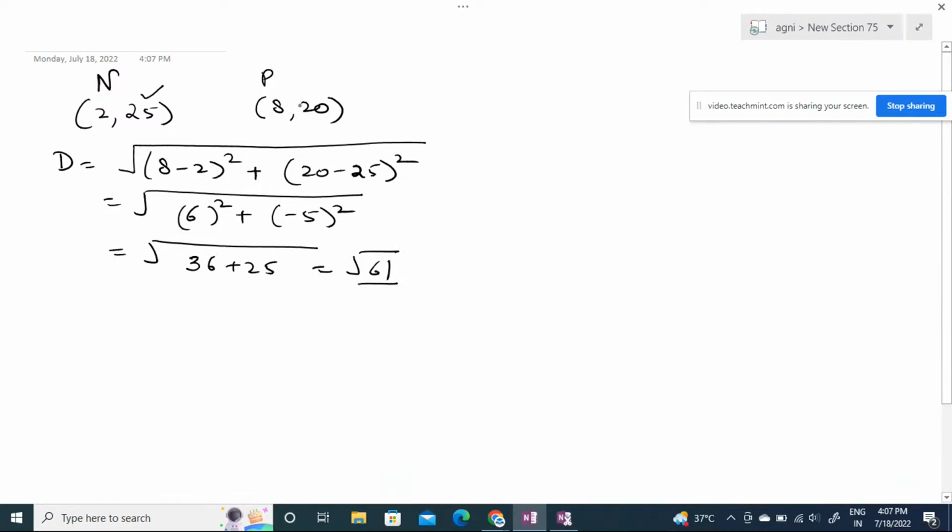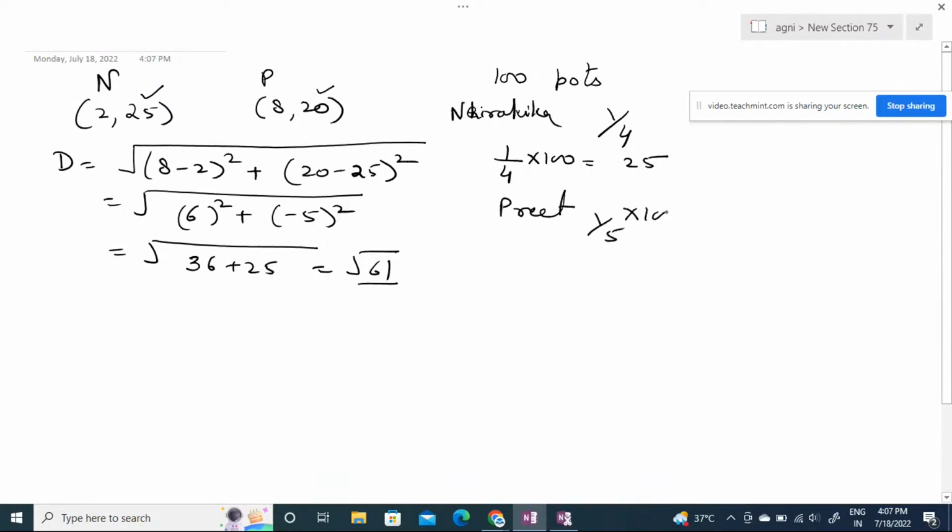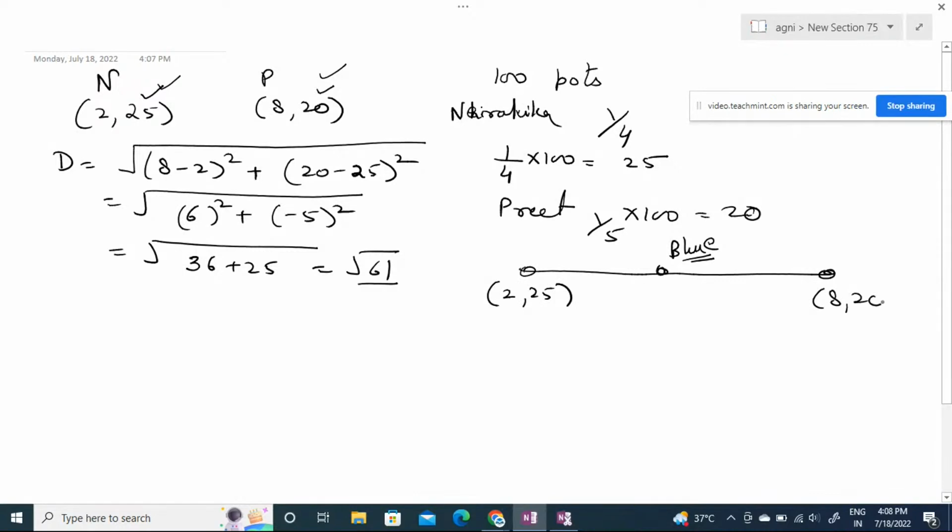Now how will I find the 25 and 20? Because 100 pots are there and Niharika covers 1/4 of the distance, so it covers 25, and Preet covers 1/5 of the distance, so it becomes 100 by 5, that is 20. That's why I have taken these coordinates. Now Akanksha has to put a blue flag in between them. It has the coordinates 2 and 25, and 8 and 20.